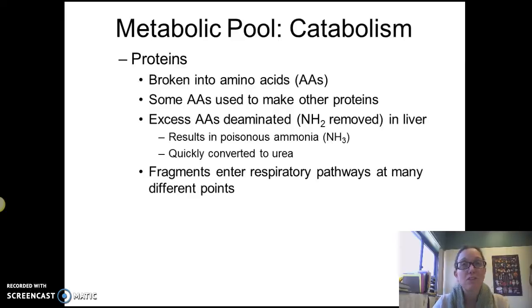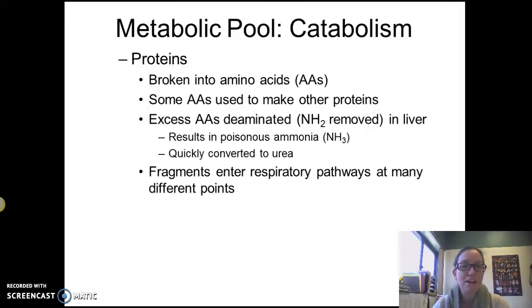Proteins can also enter in cell respiration. As proteins are broken down into amino acids, some of those amino acids are used to make other proteins. Excess amino acids can be deaminated in the liver, that is, having an amino group removed. This will result temporarily in poisonous ammonia, which will be converted to urea and excreted from the body. Some fragments of the amino acids can enter the respiratory pathways at various points.